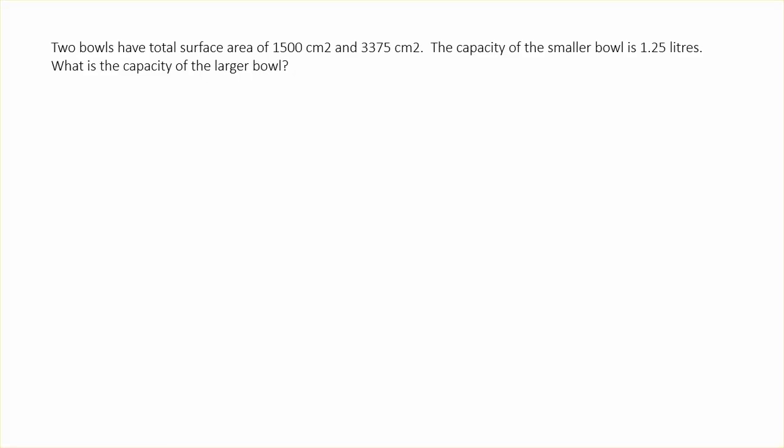Let's go to this one. I have two bowls. One has a total surface area of 1,500 centimetres squared, and the other one is 3,375. So I have total surface area. So I have k squared, and it is 1,500 to 3,375. I don't want to work with those numbers, so I'll put that in my CAS to simplify it for me, and that is 4/9.